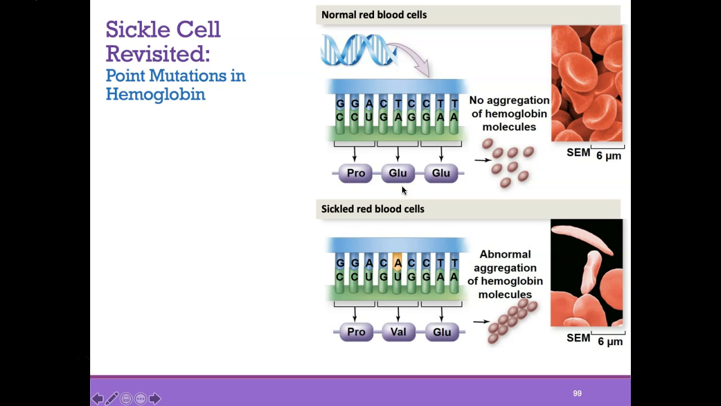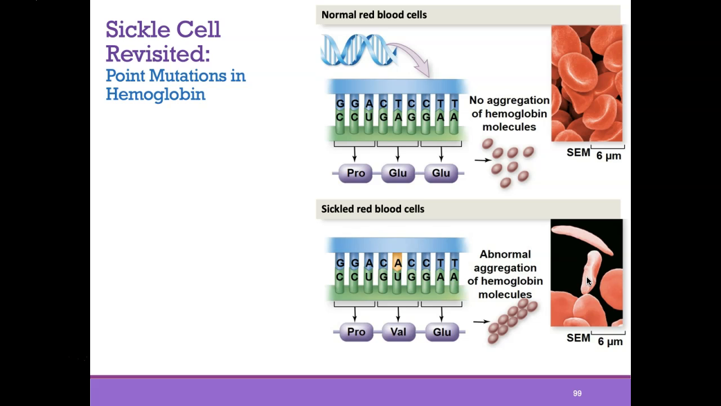Because of that one substitution, the entire hemoglobin protein misfolds and aggregates. They stick to each other. And that causes the red blood cells themselves to have a sickled shape. And because of the sickled shape of red blood cells, they cause anemia. They cannot deliver oxygen efficiently throughout the body.